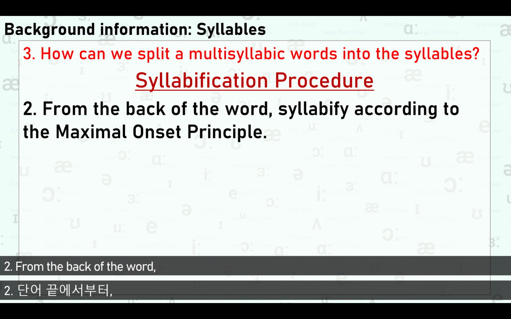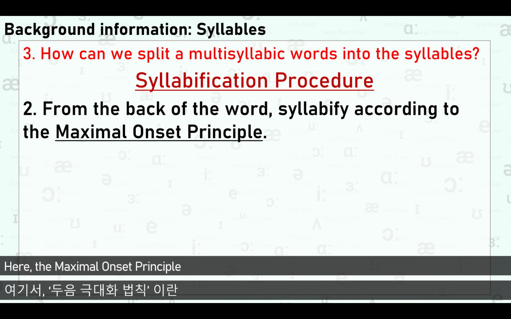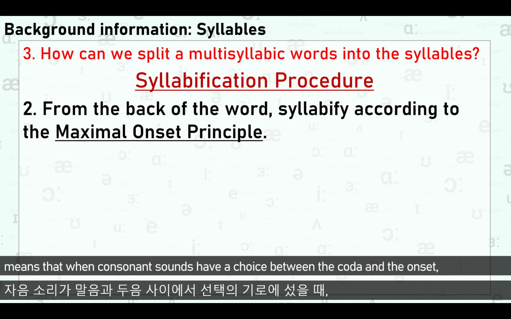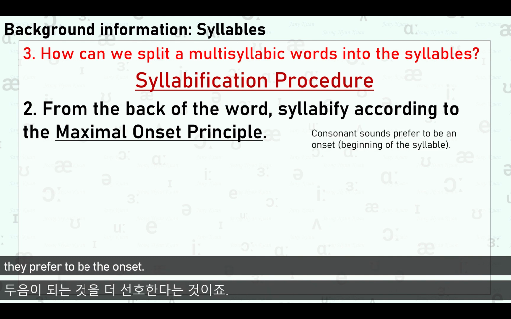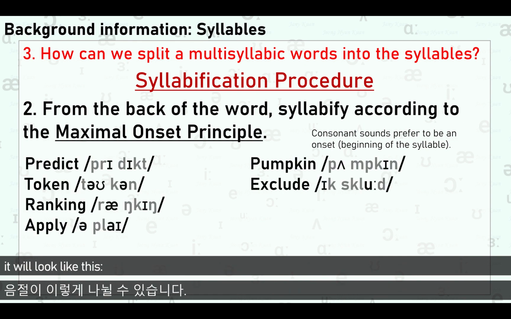2. From the back of the word, syllabify according to the maximal onset principle. And here, the maximal onset principle means that when consonant sounds have a choice between the coda and the onset, they prefer to be the onset. If we apply this without judging if they are actually valid at the moment, it will look like this.